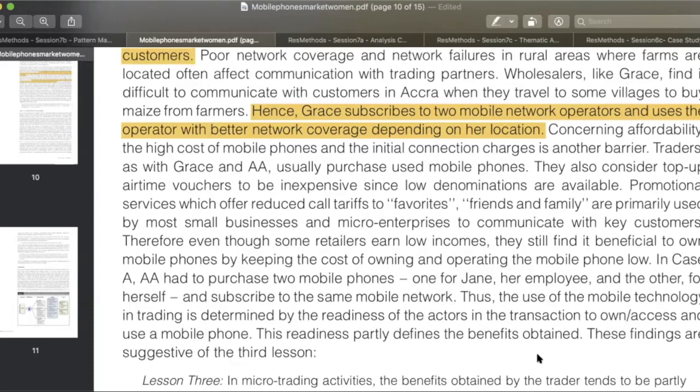And what is happening here? Both of them are making sure they are keeping in touch with their trading partners and customers. Because they know that if they don't have continuous communication with them, the proposed benefits, the expected benefits, the perceived benefits that they will gain from mobile phone usage in their business will not be possible.